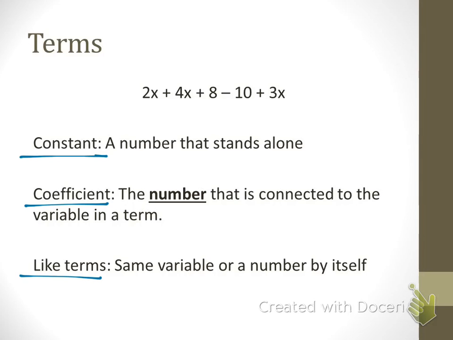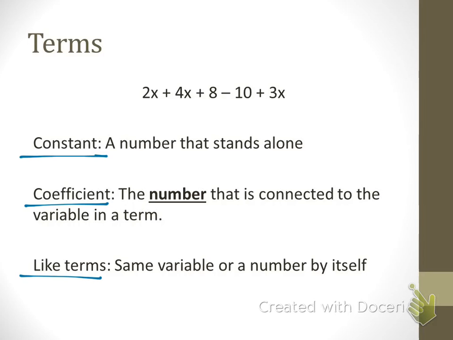Okay, so again, for each one of these, we're going to use this expression right up here at the top: 2x plus 4x plus 8 minus 10 plus 3x. Now, I'm going to say this right off the bat. One of the most common mistakes that I see in this section and in the sections that follow in Chapter 7 is that people forget the signs. They forget that the signs in front of the numbers matter. Okay, so we have to make sure we're paying attention to that.